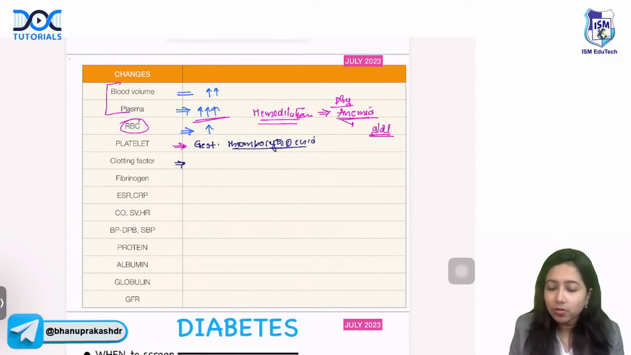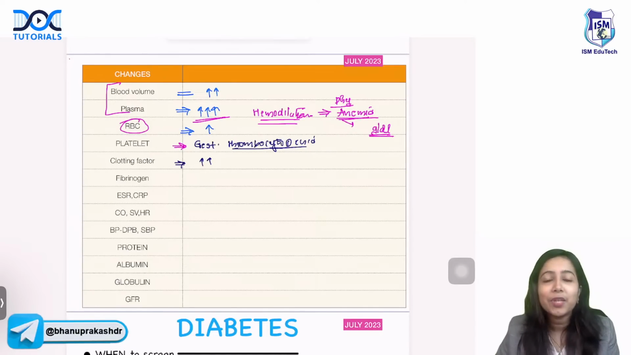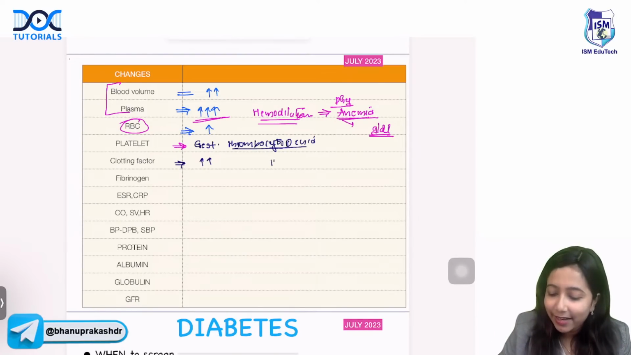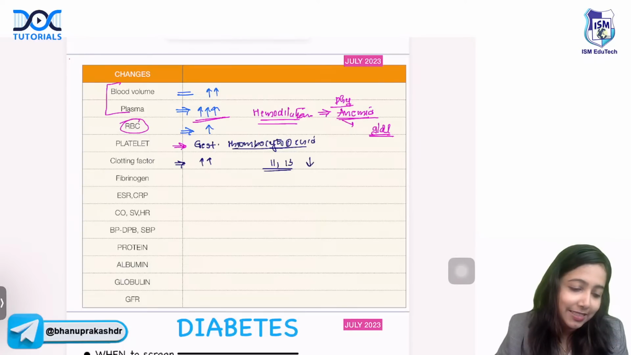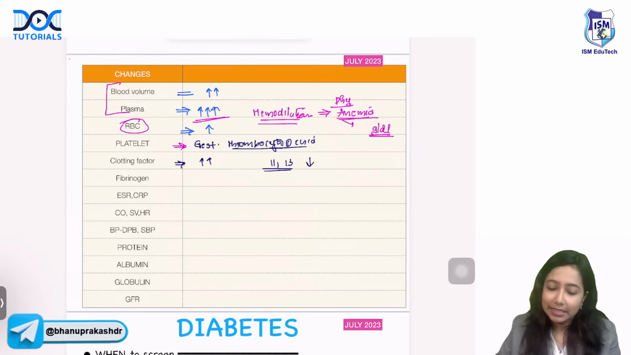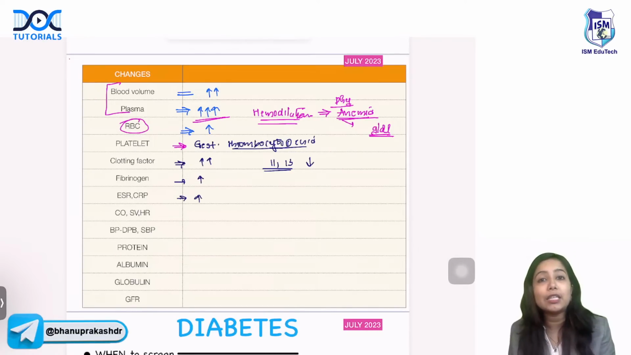What about clotting factors? The clotting factors also increase. All clotting factors increase except, very, very important, it is factor 11 and 13 that decrease. All right. So it is 11 and 13 which decrease. The fibrinogen increases. ESR, C-reactive protein increase.